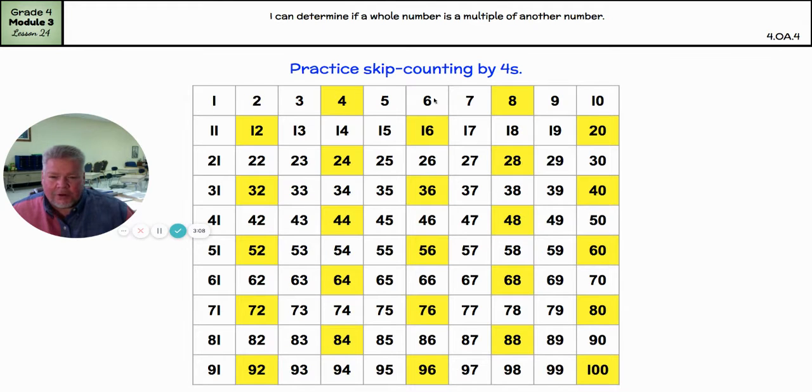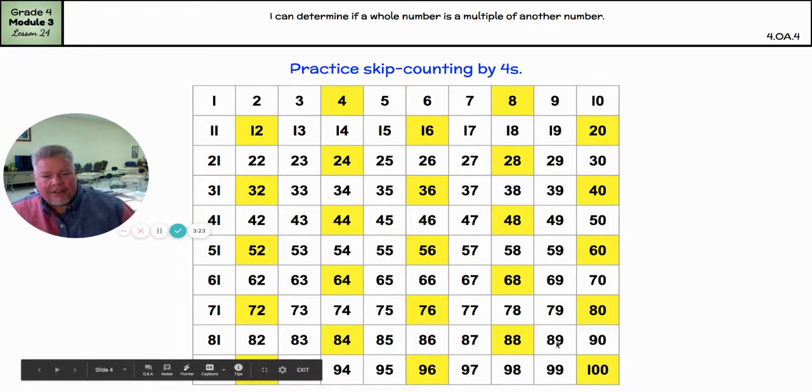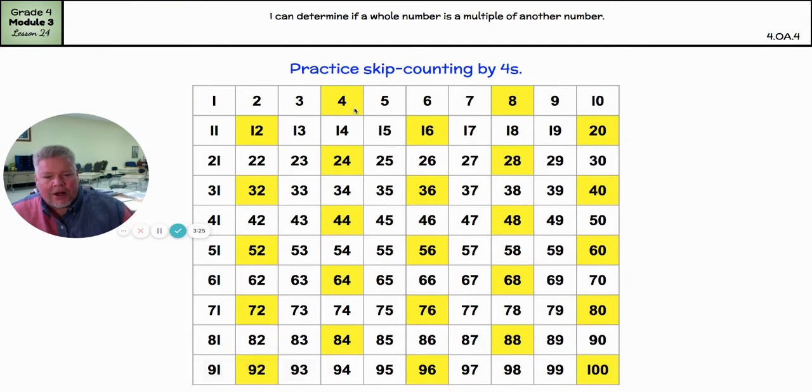Here's the multiples of 4. Skip counting by 4: 4, 8, 12, 16. 4 times 1 is 4. 4 times 2 is 8. 4 times 3 is 12. 4 times 4 is 16. 4 times 5 is 20, and so on. Multiples get bigger the higher you multiply. So every number in yellow is a multiple of 4.